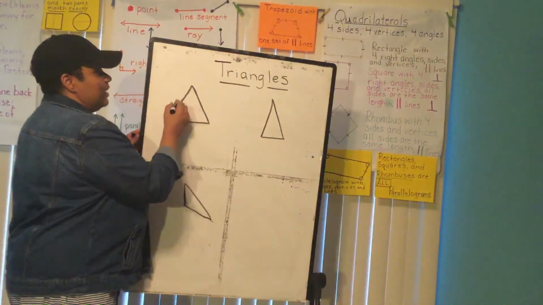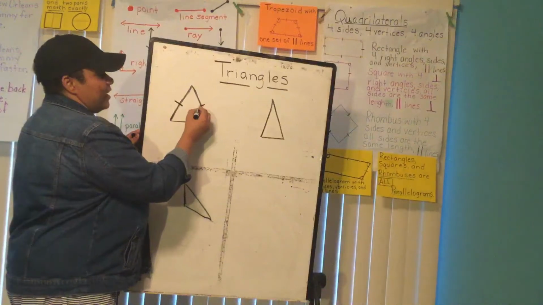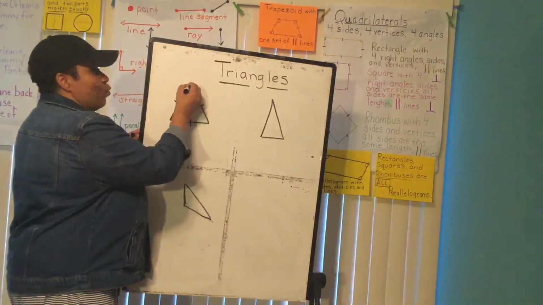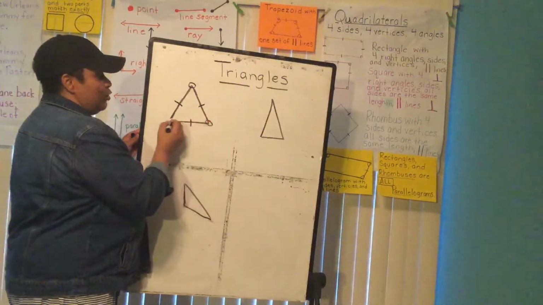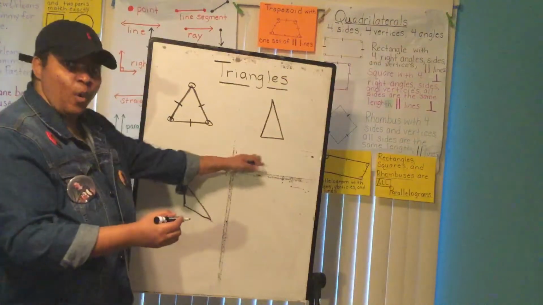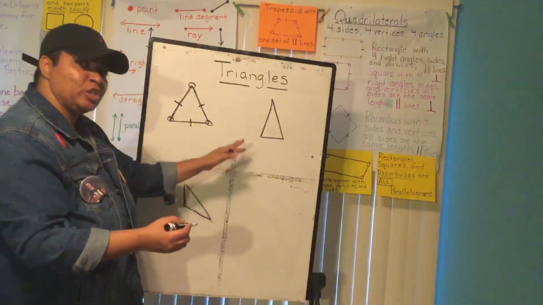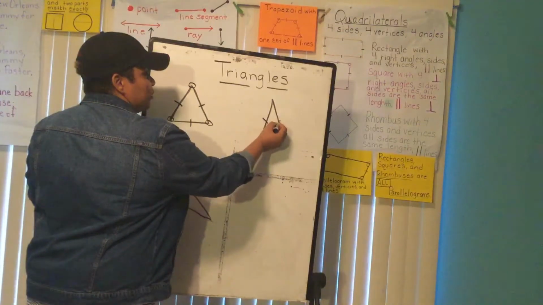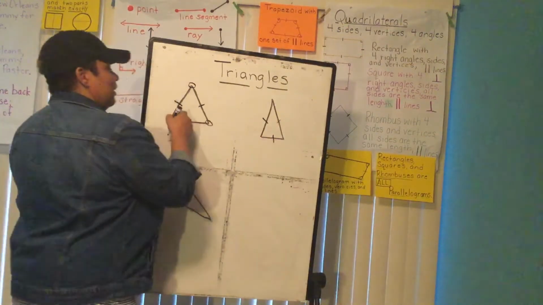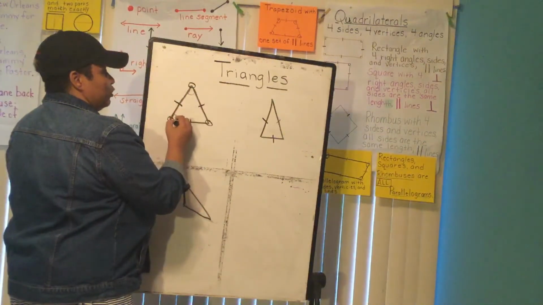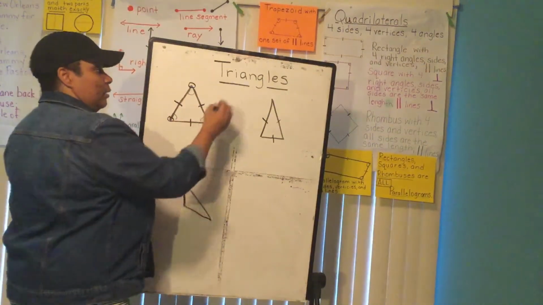So let's count. Side 1, side 2, side 3. Vertex 1, vertex 2, vertex 3. Let's look at this other triangle. Doesn't look quite like this one, similar to it, but shaped a little bit different. Let's see. Side 1, side 2, side 3. Oh, you got me. I didn't do my angles over here. Angle 1, angle 2, angle 3.